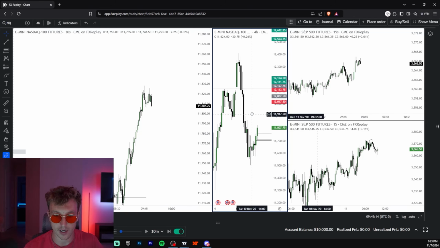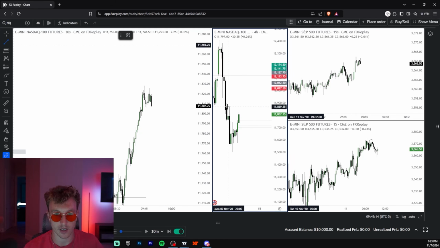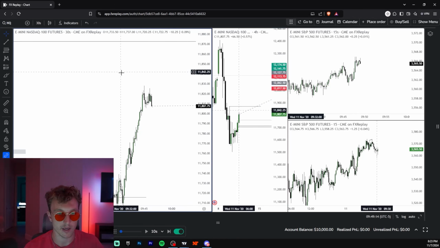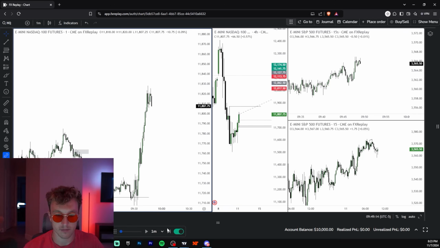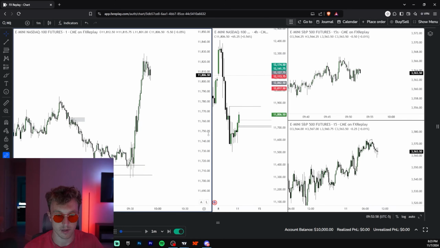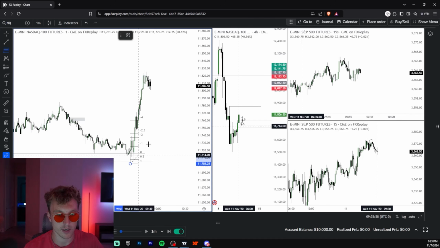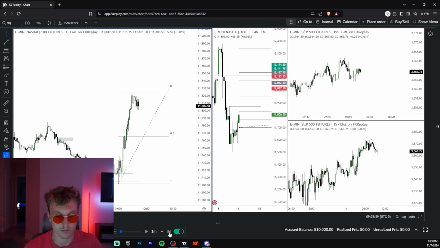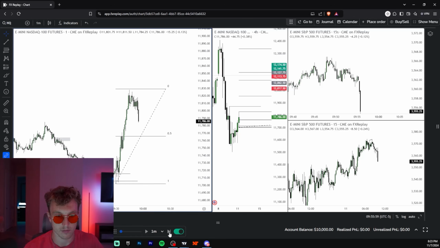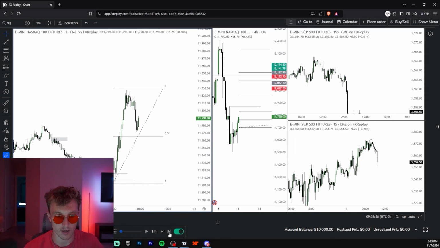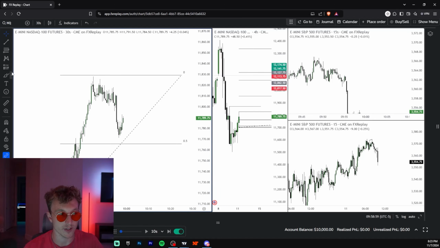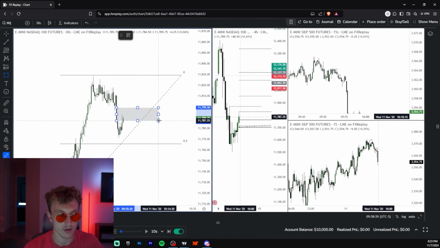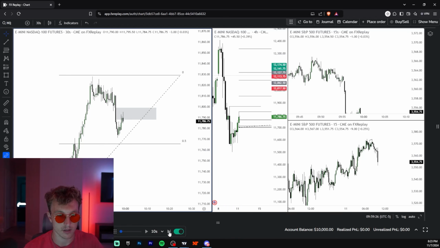I would love a pullback here. I think the drawn liquidity is going to be here. I want to pull back here. Maybe pull back to like discount for an entry or something. There we go. Okay, let's see how this looks on the 30-second. Ooh, this looks really good on the 30-second. I do like this entry.